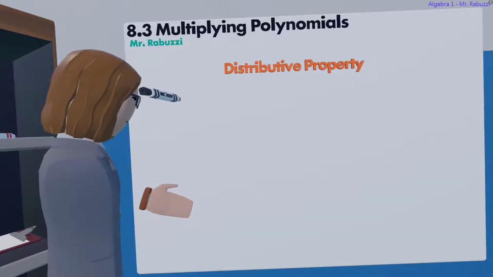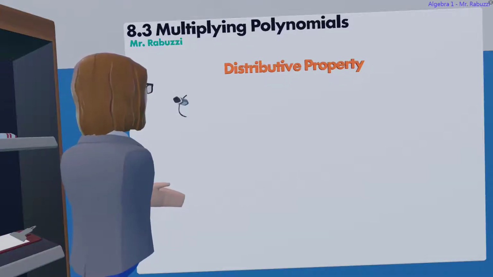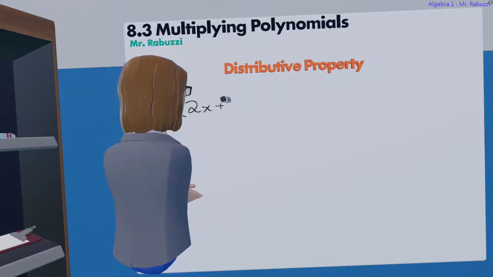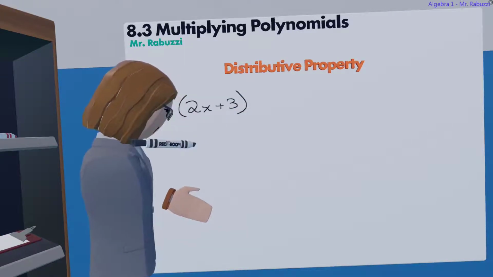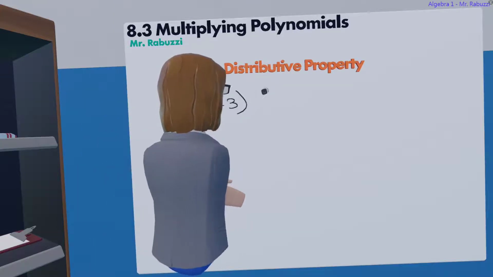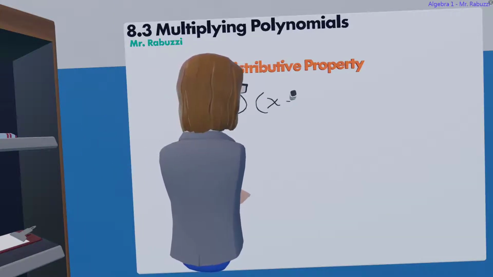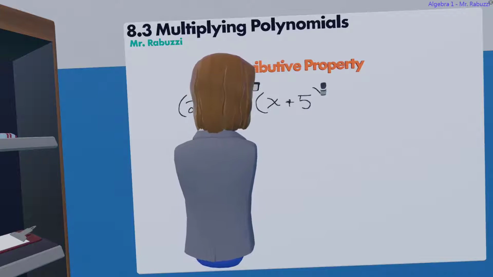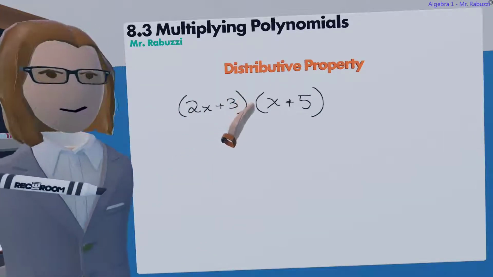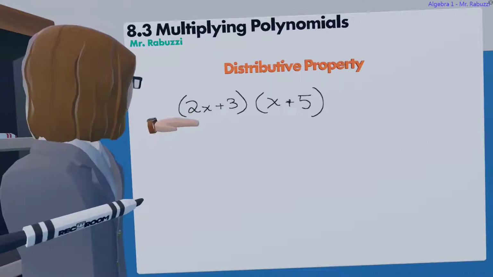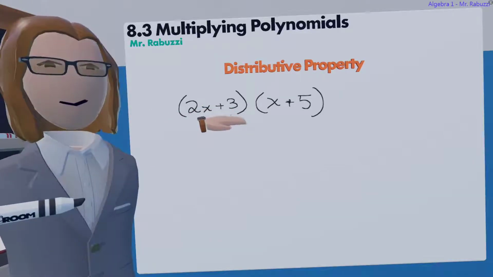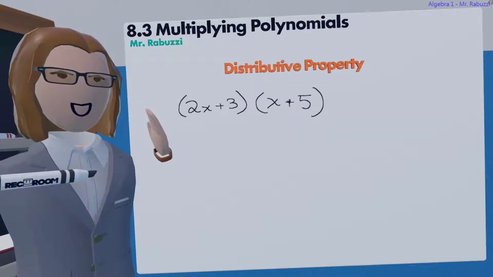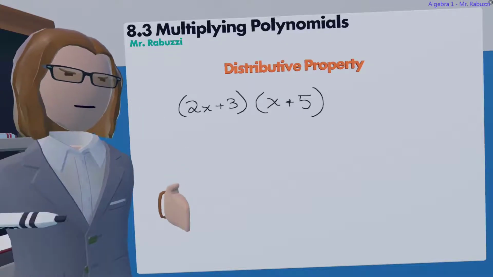Okay, so what if we have 2x plus 3 times, well, parentheses, and then another parentheses, x plus 5. Okay, so because it's two parentheses together, that's multiply. Here's a binomial, 2 terms. Here's a binomial, 2 terms. So we can't just distribute like last time. We have to use something called the distributive property.